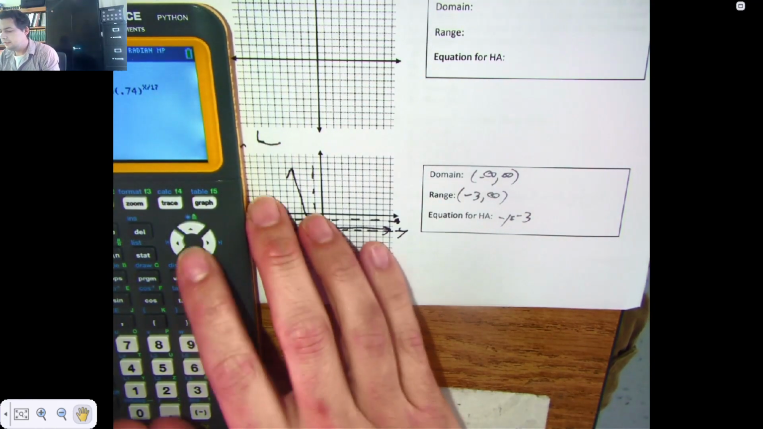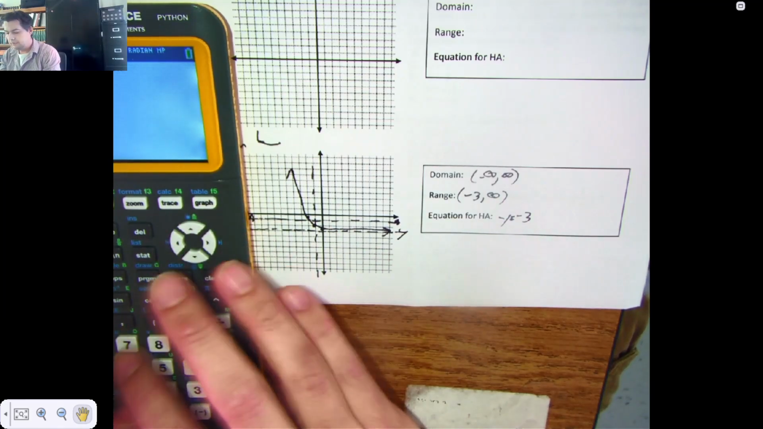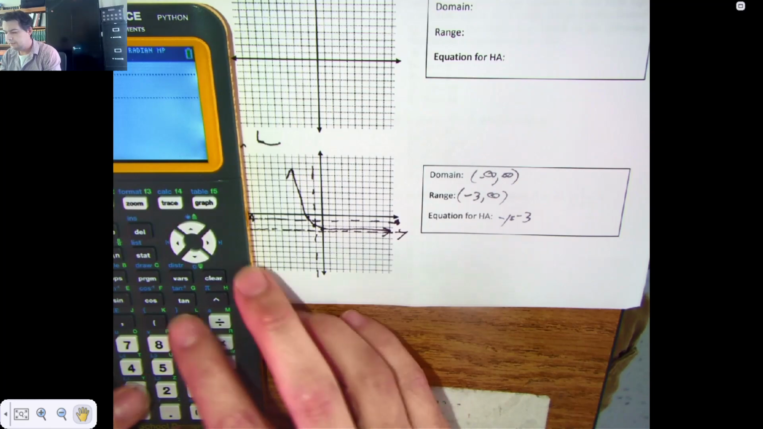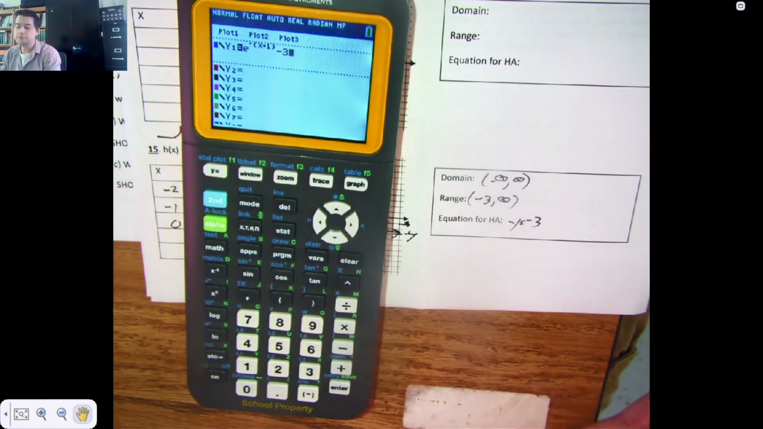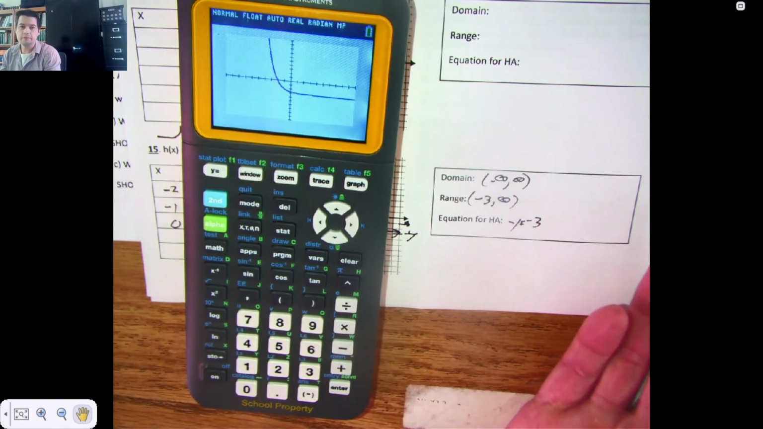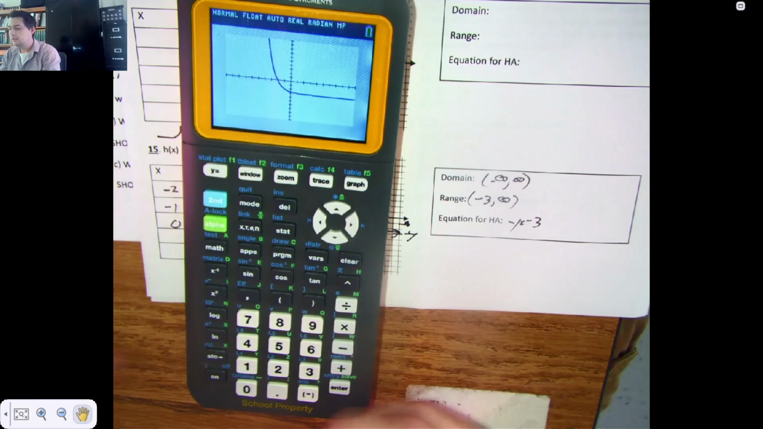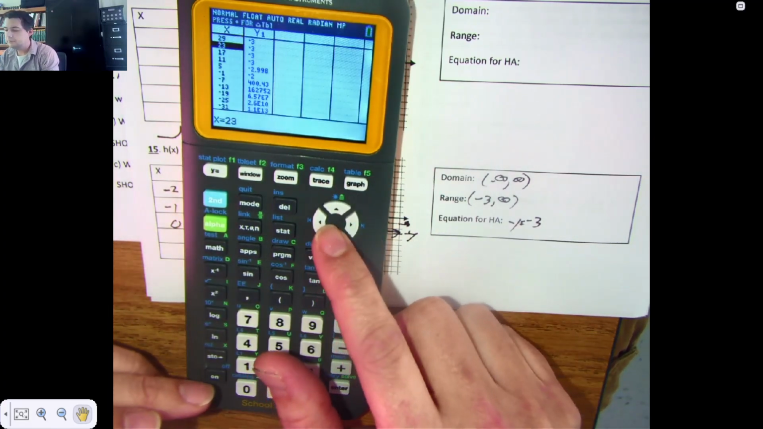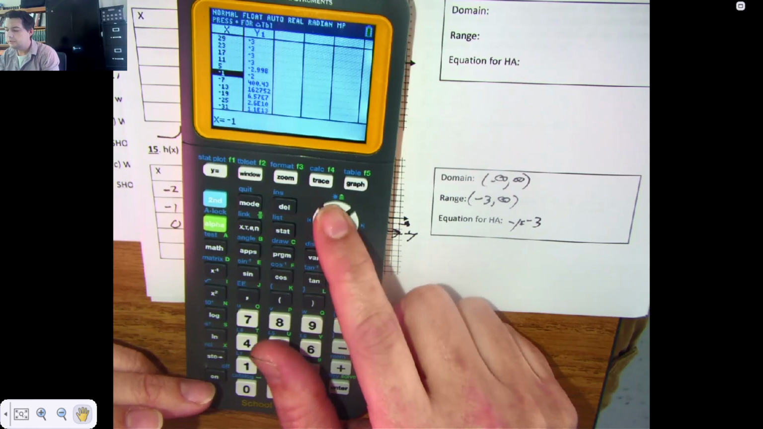All right, so here was the equation. It was e to the negative (x plus 1) minus 3. I went to y equals, zoom 6. And see, I was right. I told you that's what it looked like. You can get your pointer over here by hitting second table. There's the -1.